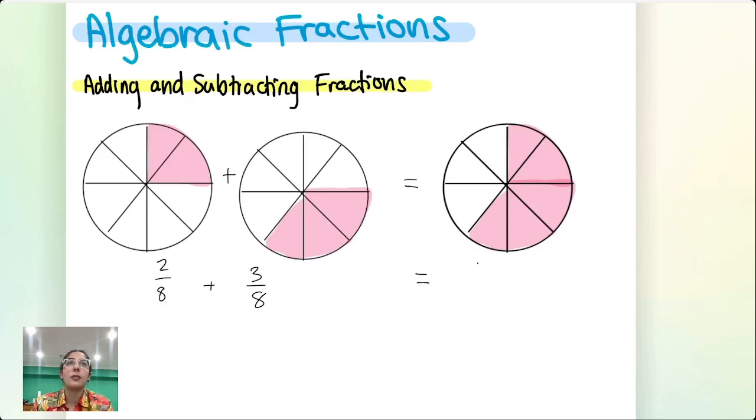We're not adding the denominator because the denominator is not changing. The number of slices in total that we have does not change. It's just the number of slices that you're adding that changes, so that's the numerator, okay?